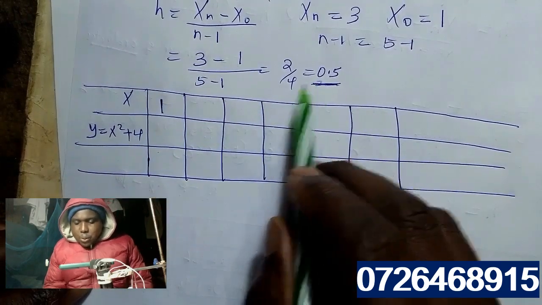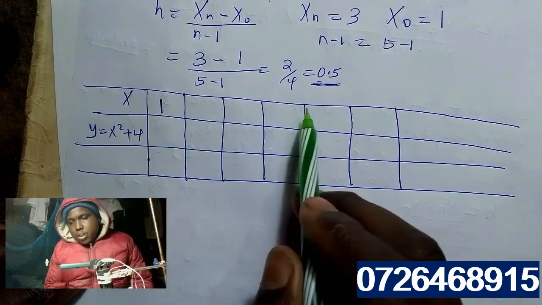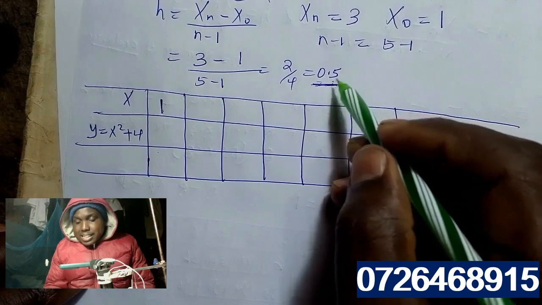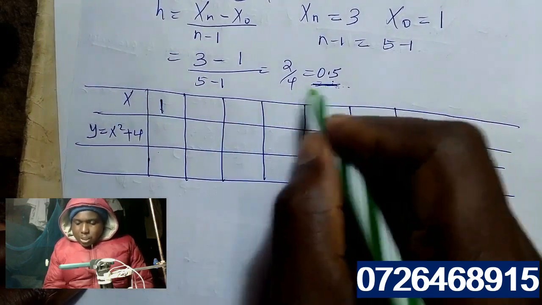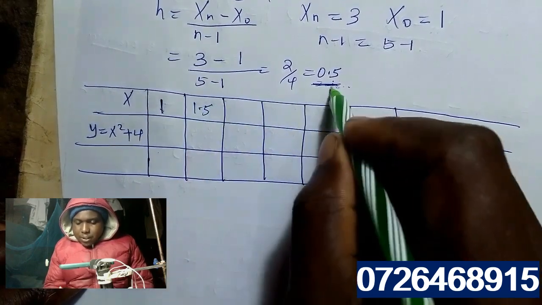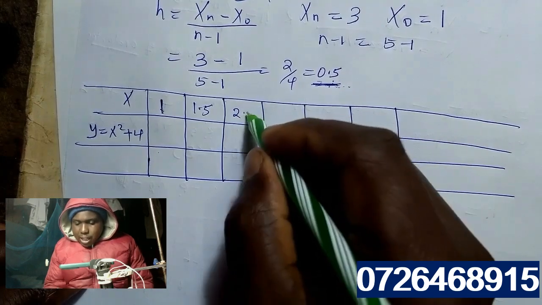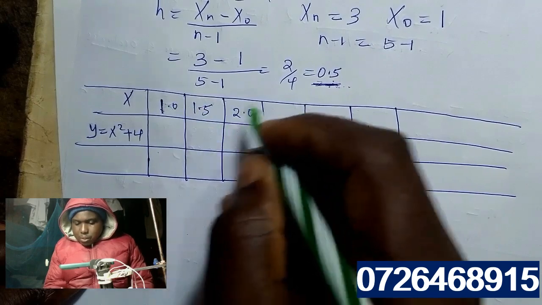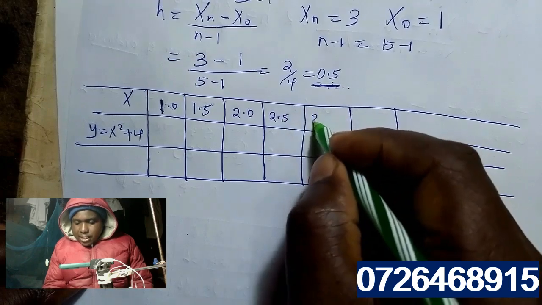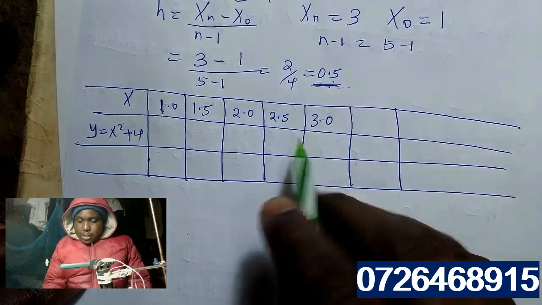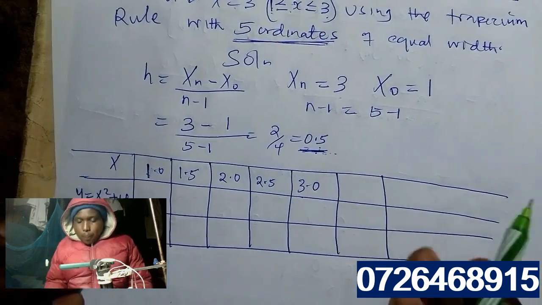We should not go from 1 to 2, then 3, then 4. What is guiding us is the height, the width. So it is 1, and the next one will be 1.5, and then from there, 2.0. You can put 2 decimal places. This one is going to be 2.5, and then 3.0, because 3 was our final range. That's where we will stop.